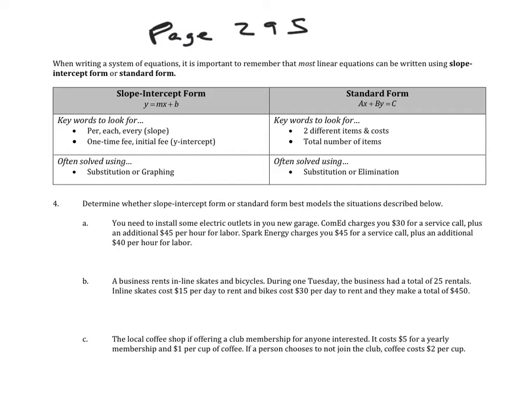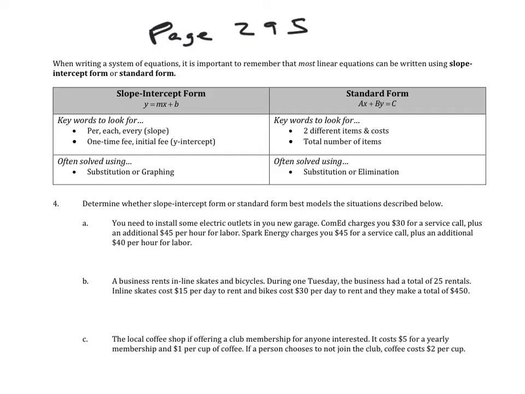When we are using a system of equations to solve an application problem, one of the things you're going to look for is information in the problem that gives you hints about what kind of equations to write. So typically we're going to write either slope-intercept form or standard form. Slope-intercept form usually has some sort of rate, like looking for the word per, like dollars per day, and then some sort of initial starting amount, like a one-time fee. Versus something for standard form would be two different items and costs or total number of items.